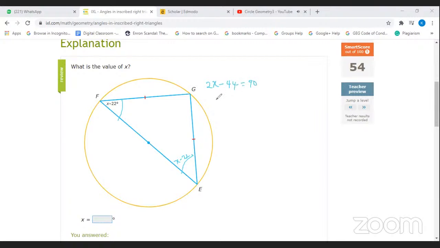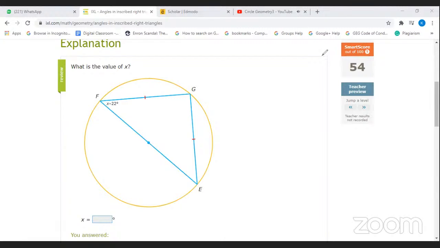Minus 44 will come here to become plus 44 when you add 44. So 2x will be equal to 134. And when you divide both sides by 2, that will be 67.